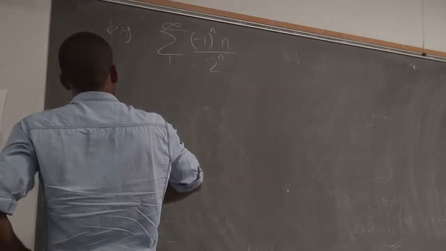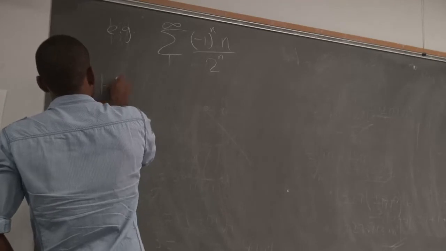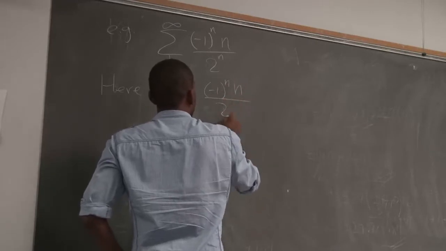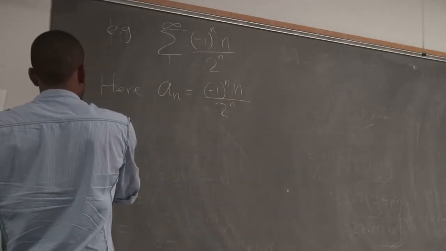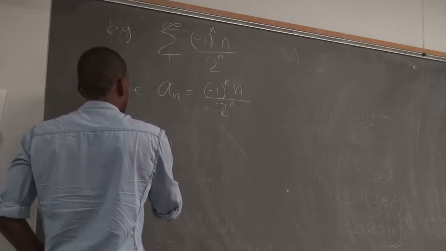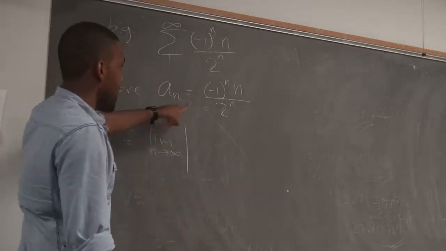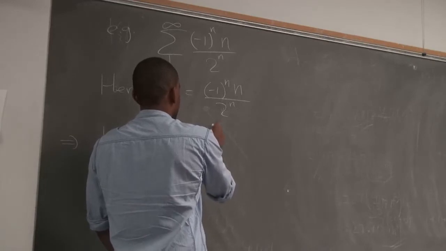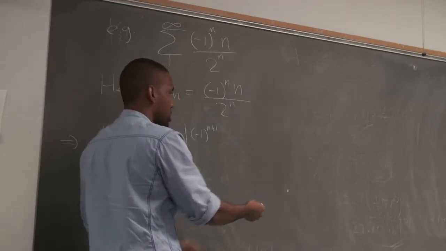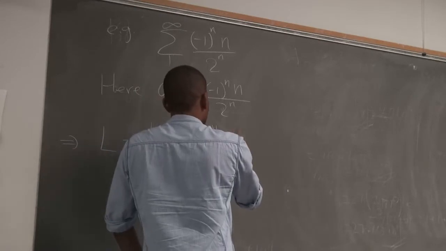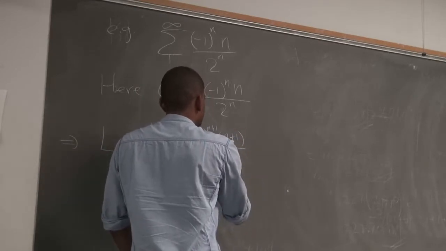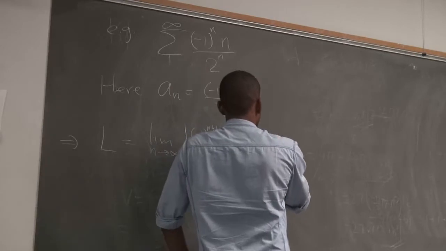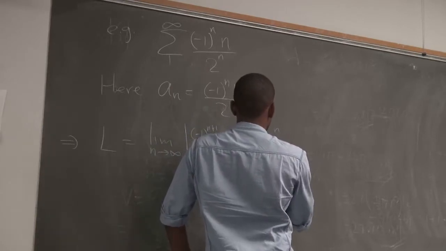So let's apply the ratio test. So here, your a_n is just (-1)^n n over 2^n. This means L is equal to the limit as n goes to infinity of a_(n+1), which means I replace n with n+1 everywhere. We could largely ignore the negative signs because it's an absolute value, but I'll write it anyway: (n+1) over 2^(n+1). And I'm going to divide by a_n, which is just flipping and multiplying. So I can get 2^n up here, times (-1)^n.